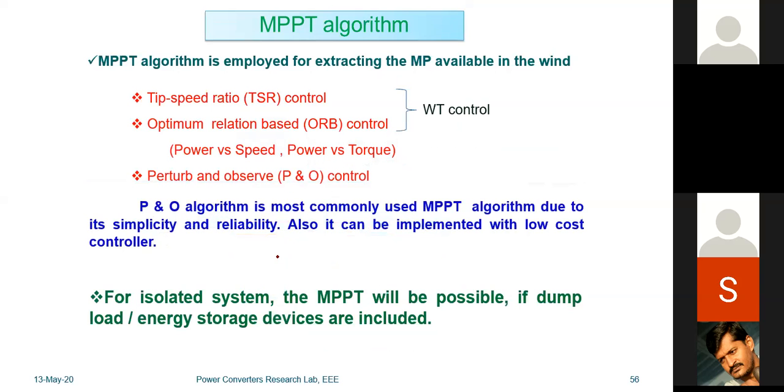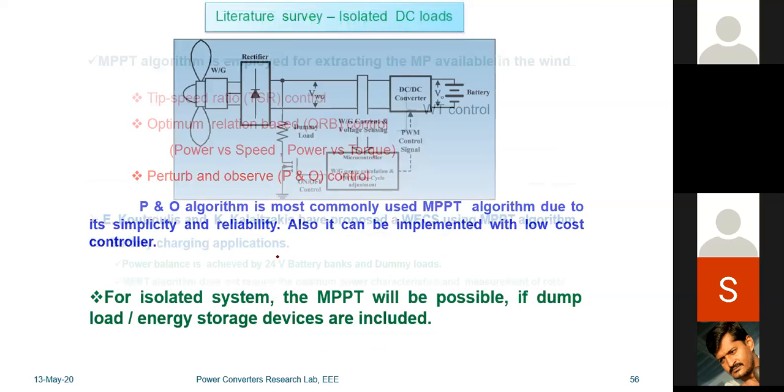The MPPT algorithm may be based on mechanical or electrical parameters. We can use the tip speed ratio, the optimum relation between the power and the speed, the power versus torque, or the perturb and observe method. For an isolated, standalone system, MPPT is possible if a dump load or energy storage devices are included.